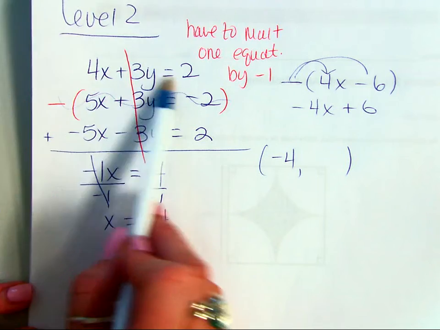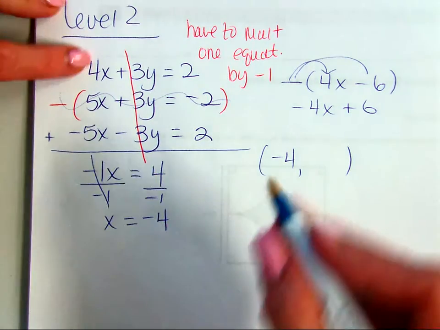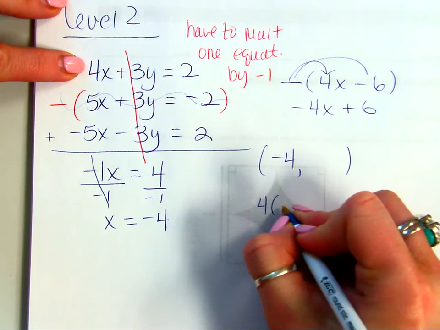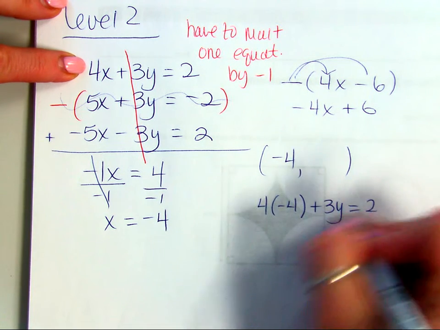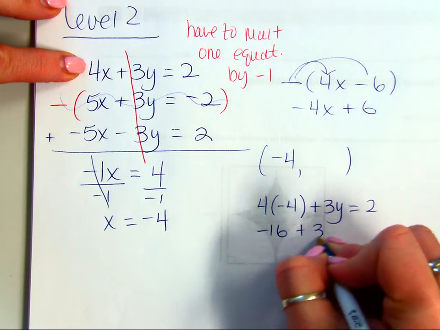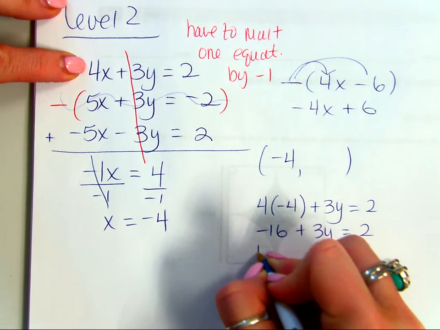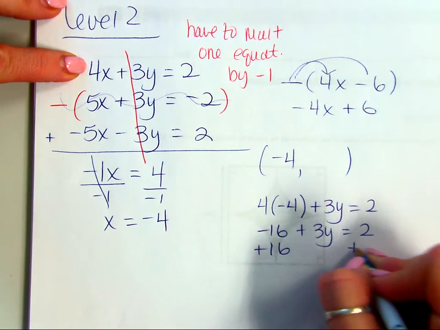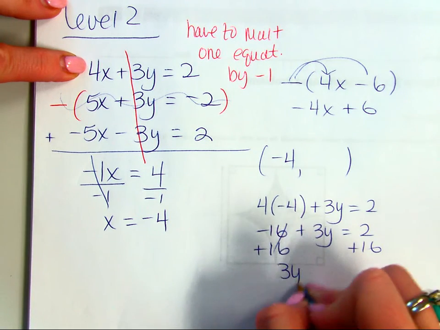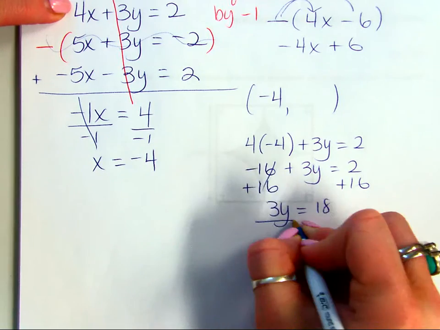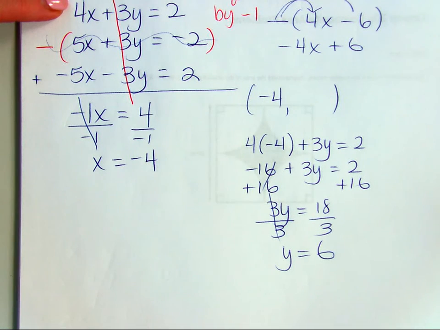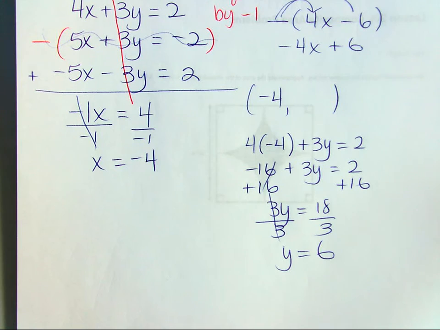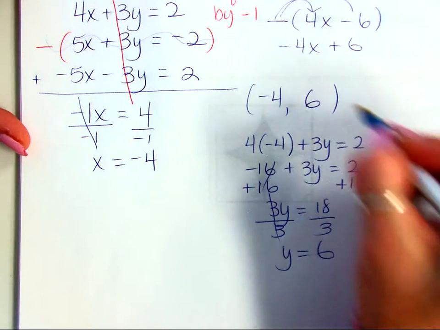I'm just going to do the ones with no negatives just to be on the safe side. 4 times -4 plus 3y equals 2. So it's a little bit of solving equations, but because you're so good at that, it should be a piece of cake. So when x was -4, y was +6, there's your answer.